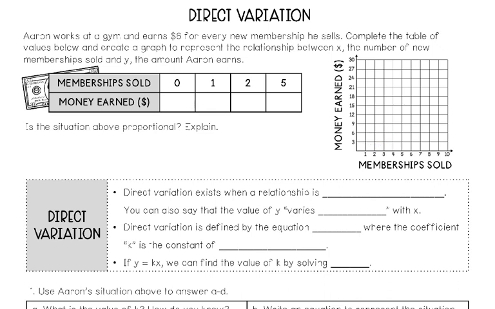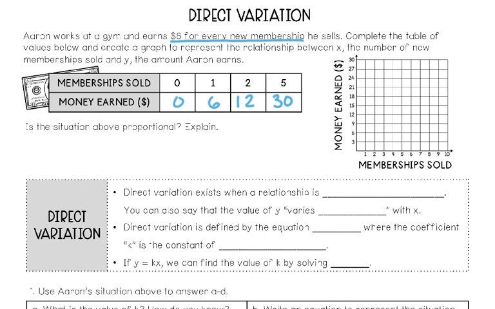I know that if Aaron sells 0 memberships, he makes $0. But can you tell me how much he makes per every 1 new membership? It told us in the problem that it was $6 for every 1 new membership. That rate is constant, so how much money will he earn after 2 memberships? 6 times 2 is 12, so he would have earned $12. So if he gets $6 for each new membership, how much money would he make after 5 memberships sold?